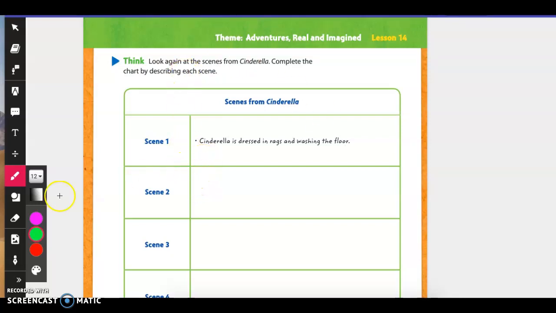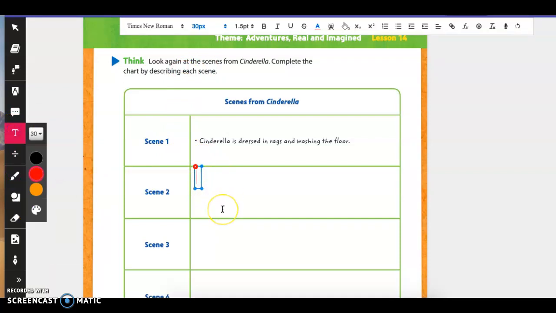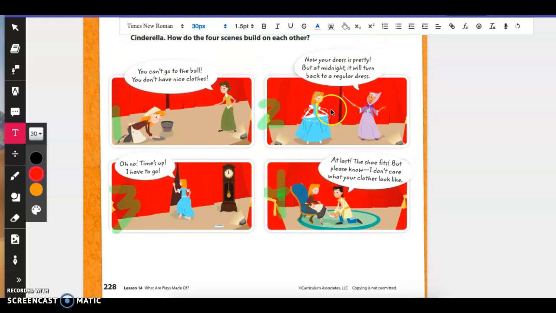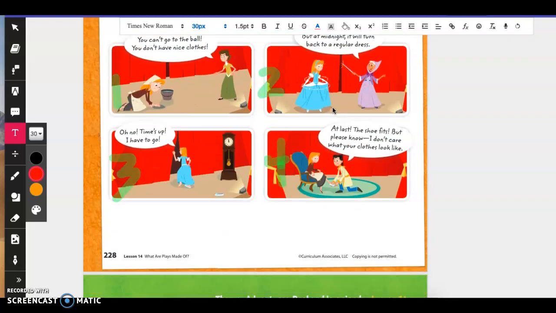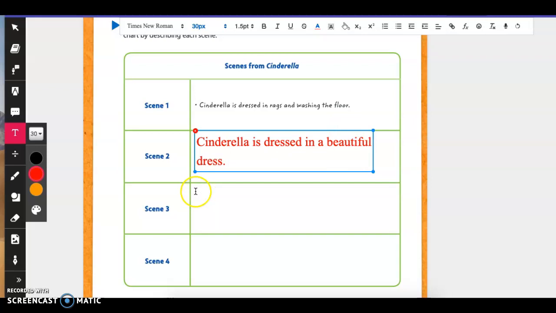So in scene 2, we're going to go ahead and tell what happens in the picture. So if we take a look here, we can see that the second scene shows Cinderella dressed in a beautiful dress. So go ahead and pause your video to complete this portion of the chart.